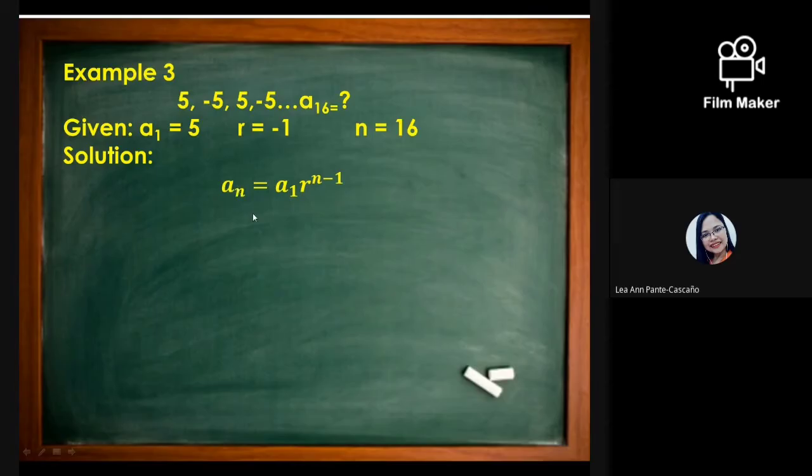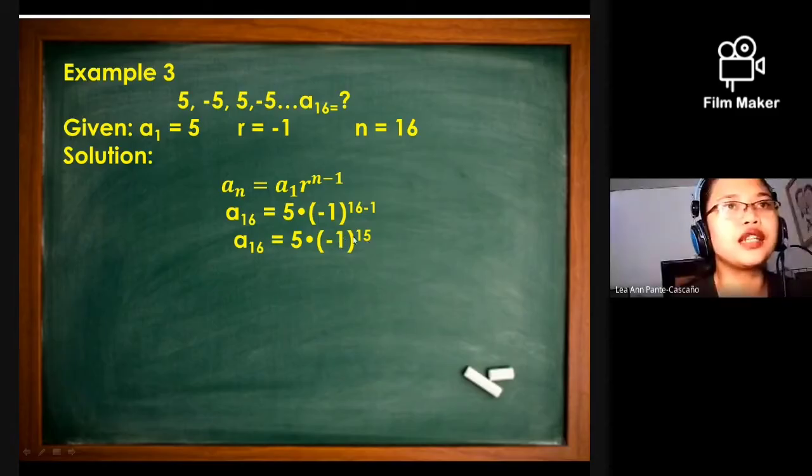Solution for that, your formula, A sub n equal to A sub 1 times R, or the common ratio raised to n minus 1. Substitute the value. A sub 16 equal to, first term is 5, times common ratio is negative 1. Lagay po natin sa parenthesis, negative 1 raised to 16 minus 1. So, A sub 16 equal to 5 times negative 1 raised to 15. Kung ang base natin ay negative at ang exponent natin ay odd, kung ano po yung sign ng base, yun po yung magiging sign ng answer. Yung multiply daw po si negative 1 ng 15 times by itself.